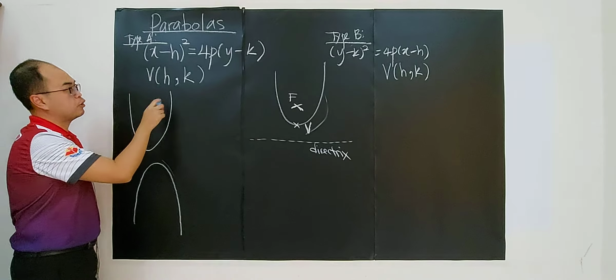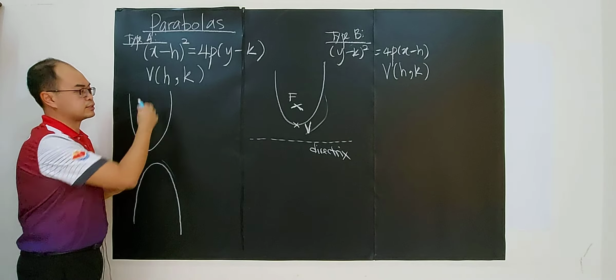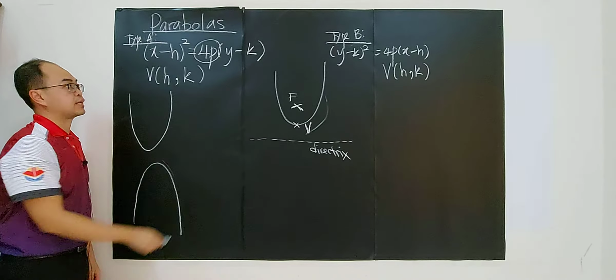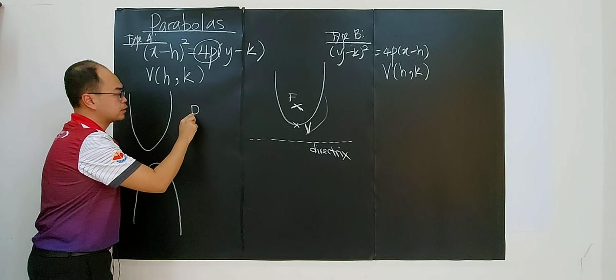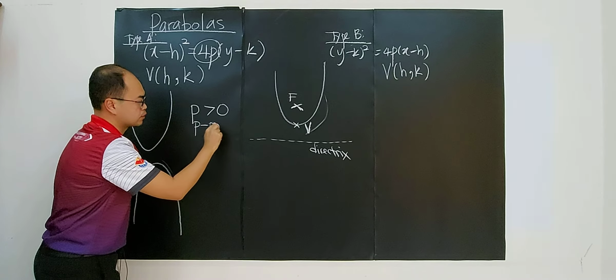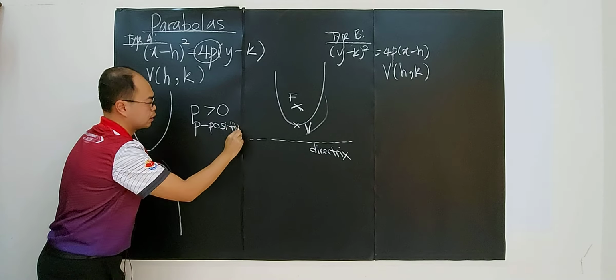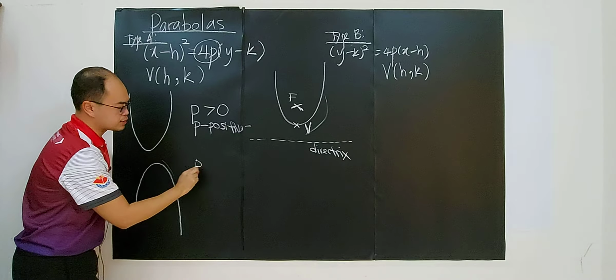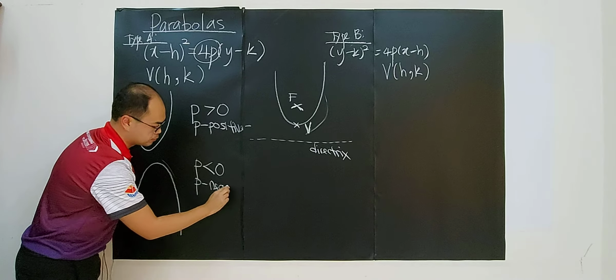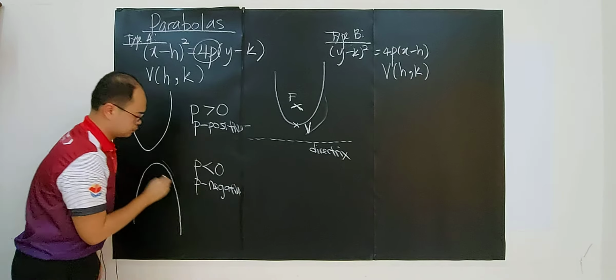So how do we know whether it is open upwards or open downwards? We look at the sign. If P is positive, it will be open upwards. If P is a negative number, it will be open downwards.